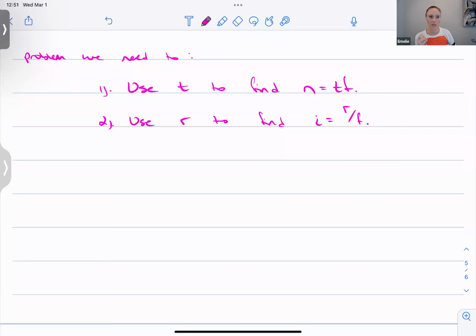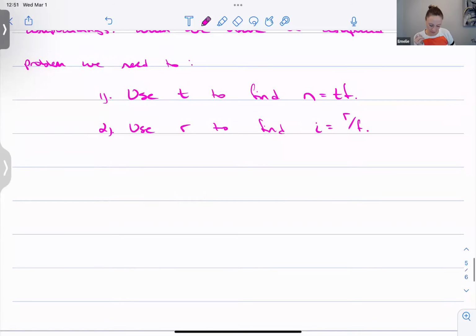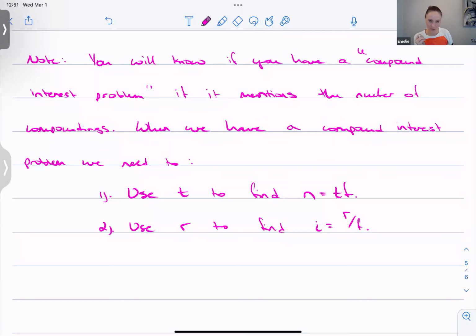But that's just a general note, right? Because often when we're just starting this stuff, one of the toughest things is how do I know to use the simple interest formulas, or how do I know when I should be using the compound interest formulas? And so just look out for the number of compoundings, and if it is a simple interest problem, it will say 3% simple interest. Okay. So let's see here.